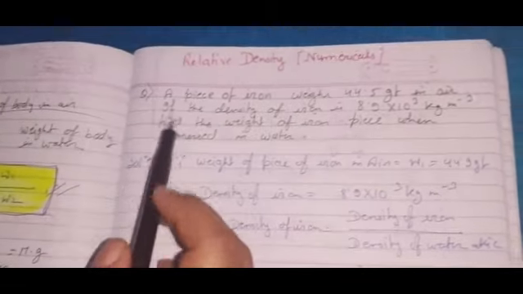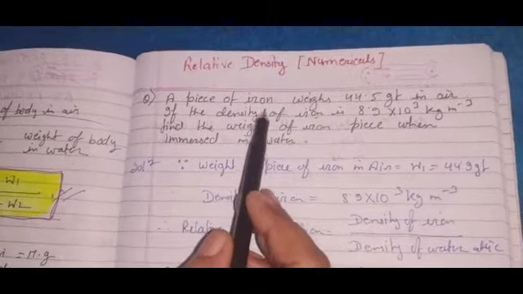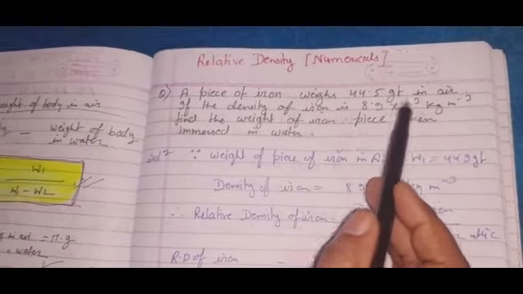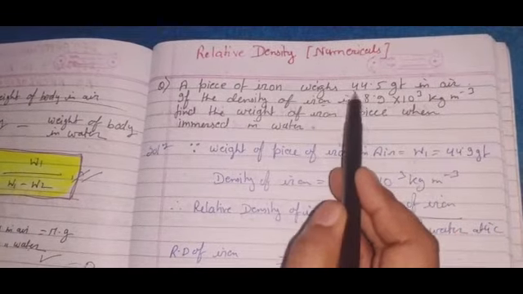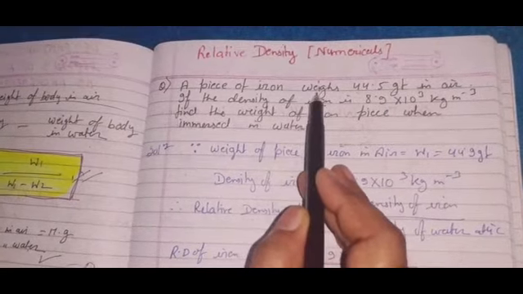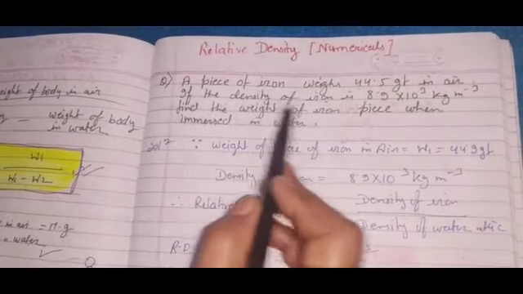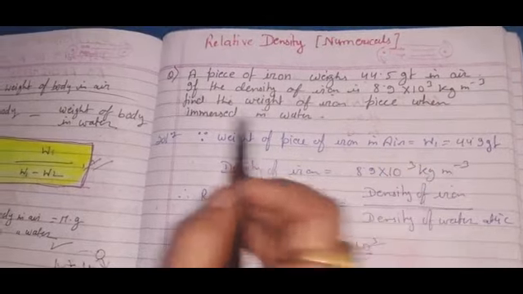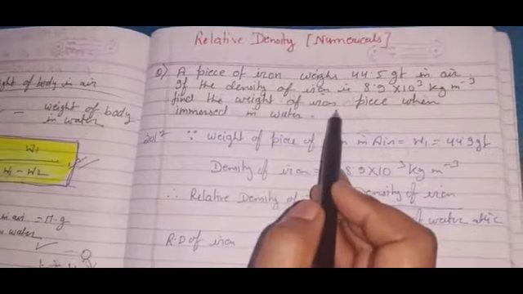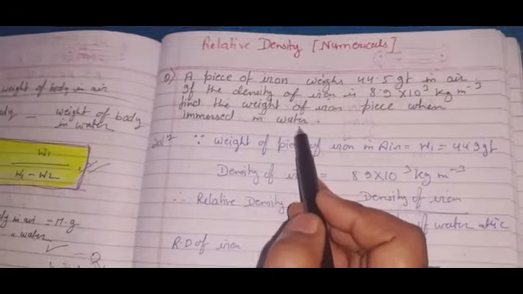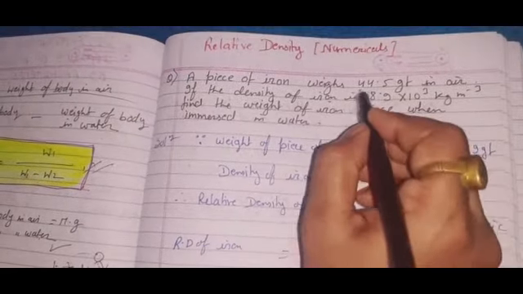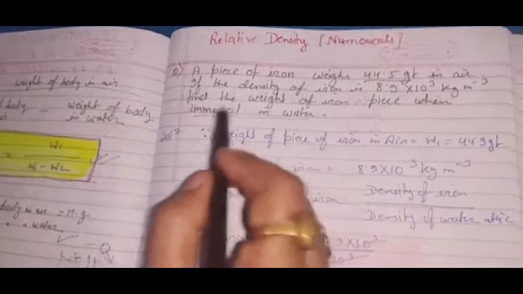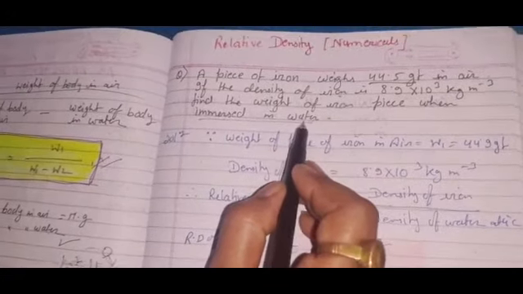I have taken one question from your book, and the question was: a piece of iron weighs 44.5 gram force, that is gf, in air. It means in air this is the weight of the iron piece. If the density of the iron is 8.9 into 10 to the power 3 kg per meter cube, find the weight of the iron piece when immersed in water. I hope it is clear. In air its weight is this one. We have to find the weight of the same piece of iron when you immerse it in water. How will we calculate? Let's see.